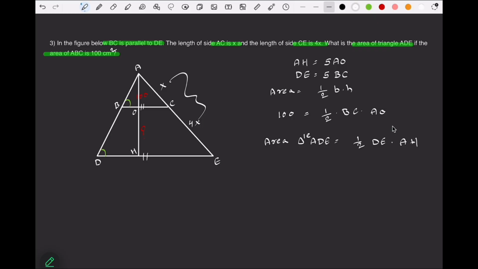From our findings, we know AH equals 5 times AO and DE equals 5 times BC. So the area of triangle ADE equals half times 5 times BC and 5 times AO. If we rearrange this expression, it is 25 times half times BC times AO. It is already given that half times BC times AO equals 100 square centimeters. We can substitute it here. So the area of triangle ADE equals 25 times 100, which equals 2500 centimeters square. Let's jump into our next question.